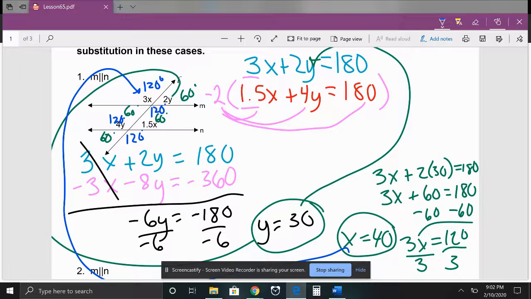So just the small tweak in setting up the problems in the beginning, knowing that you have two supplementary angles. So you take those terms and add them together to equal 180, and then use elimination to solve them.